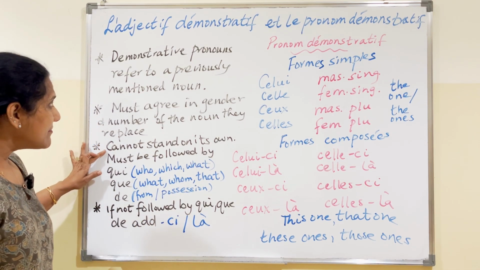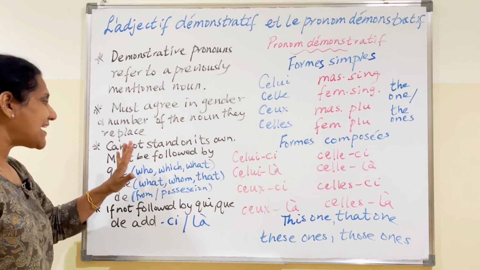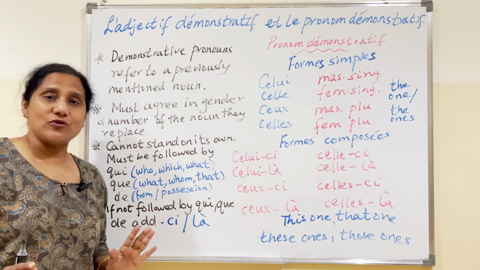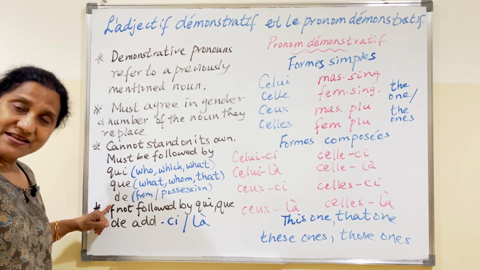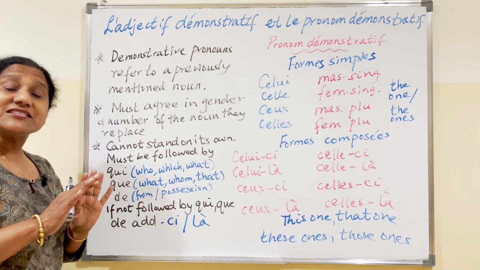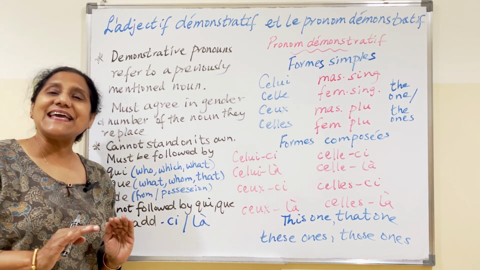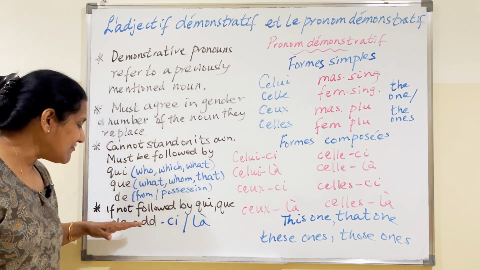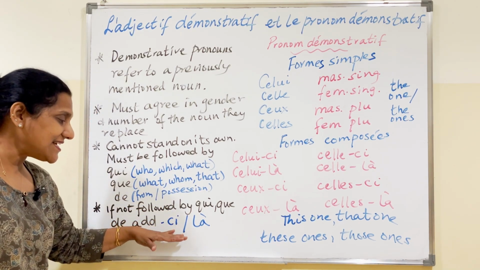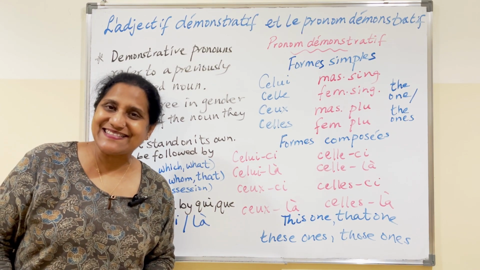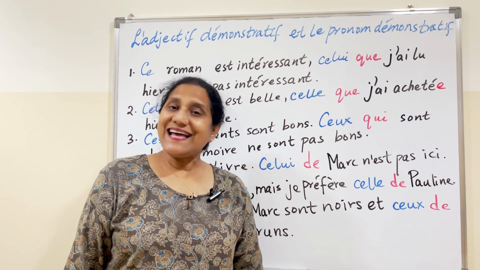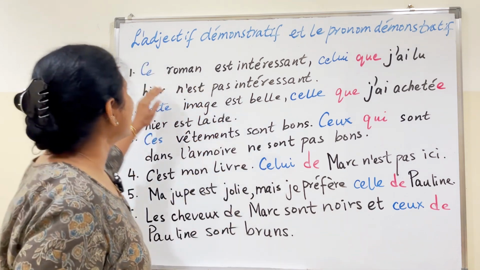They must agree in gender and number of the noun or the nouns that they replace. And demonstrative pronouns cannot stand on their own. They must be followed by qui, que, de. In the sentence, if it is not followed by qui, que, de, then we need to add the suffix ci or là. Let's look at a few examples.